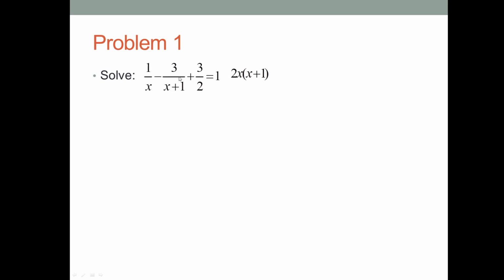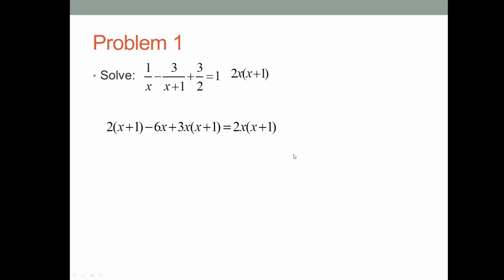In the second fraction, you have x plus 1 in common, so the x plus 1 and the x plus 1 will cancel. That'll leave you with 2x times the 3. In the next one, the only thing that's going to cancel is the 2. You have 3 times the x plus 1. And then here the denominator is 1, so nothing cancels out. We simply multiply by 1: 1 times 2x times x plus 1.